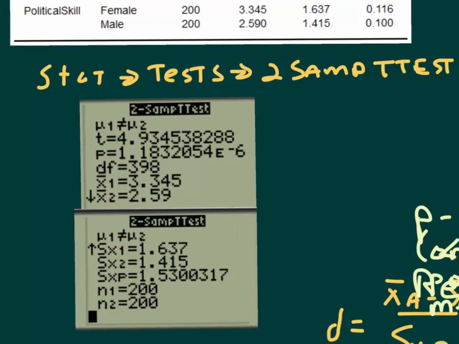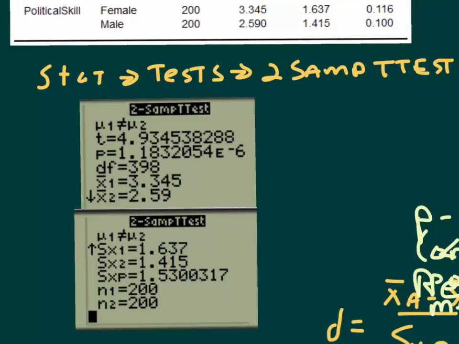That t of 4.93 means that we're almost 5 standard deviations away from the null hypothesis of 0. Our difference, x bar A minus x bar B, or x bar F minus x bar M in this case, would be 3.345 minus 2.59. Give me a second here and I will calculate that. So that'll be 0.755. So our sample statistic is 0.755, which is just x bar A minus x bar B. So anyway, that's 5 standard errors away from what you would have if there were no difference.